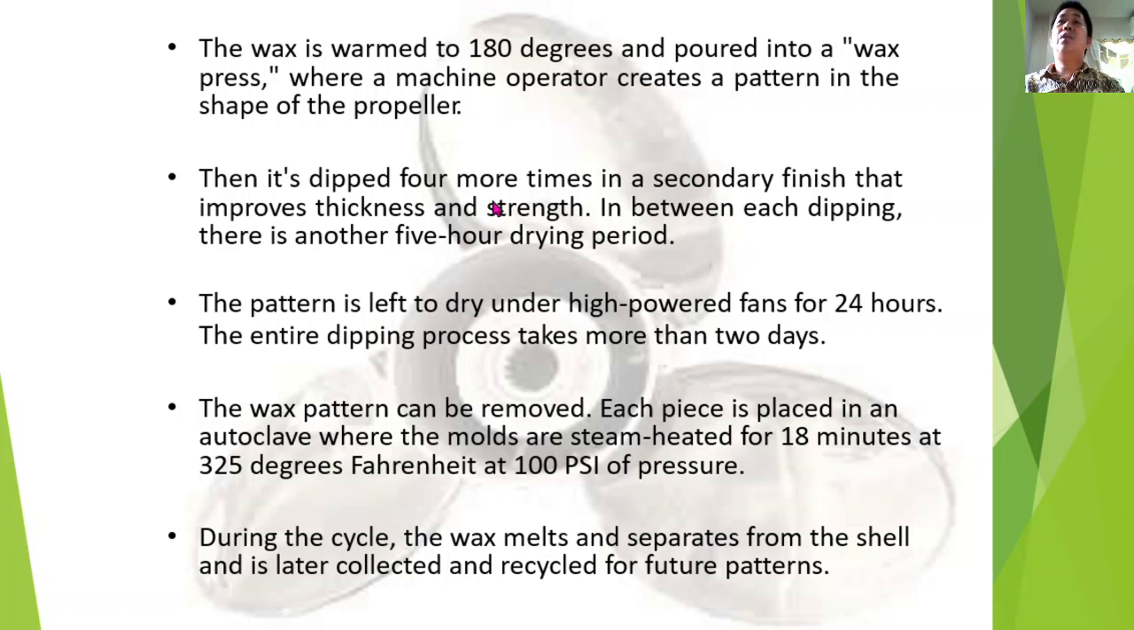So we have here the wax, which is warmed to 180 degrees and poured into a wax press, where a machine operator creates a pattern in the shape of the propeller. Then it's dipped 4 more times in a secondary finish that improves thickness and strength. Later on we'll see the picture. In between each dipping, there is another 5-hour dry period.